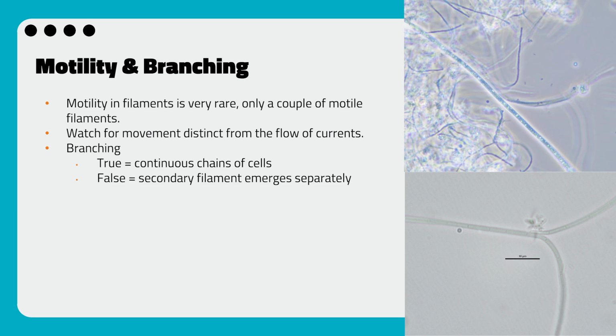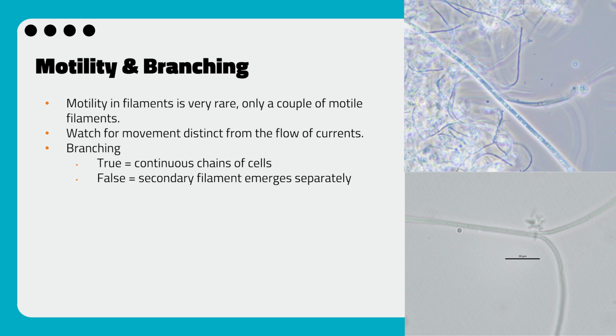Now, when you are looking under the microscope for motility of filaments, it's very important to recognize the general flow under the microscope. For instance, under a wet mount, you're going to see things moving. Things are going to be flowing in a particular direction, and those are just natural currents within your slide. You need to look for movement that's distinct from that flow. It's going to be a very particular flexing or wiggling movement that's going to tell you that that's a motile filament.